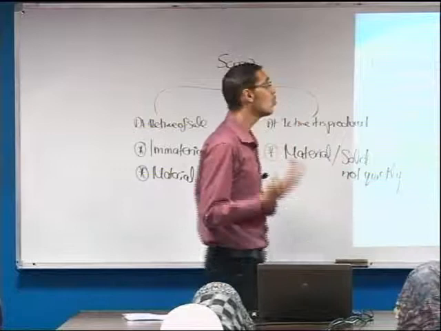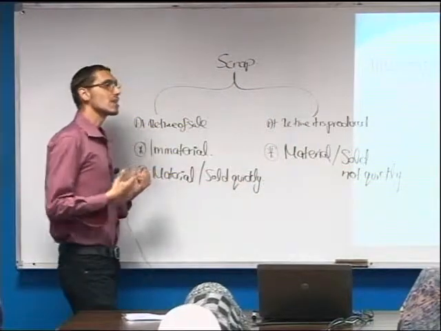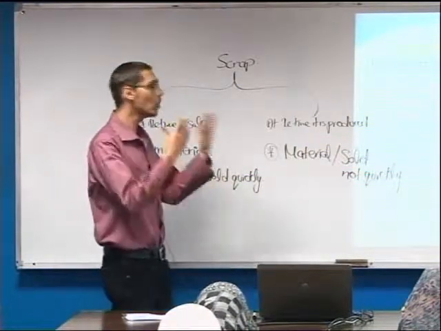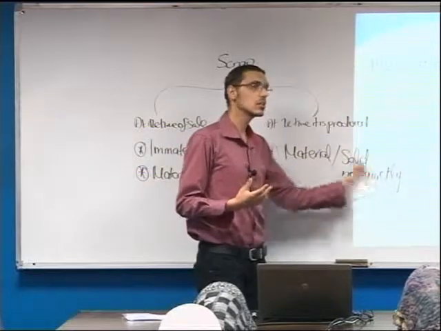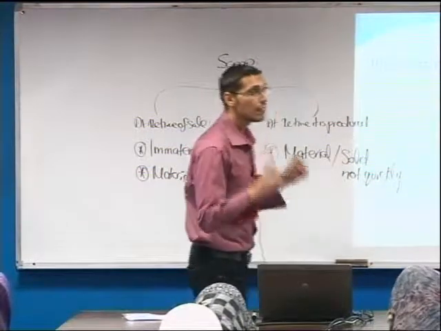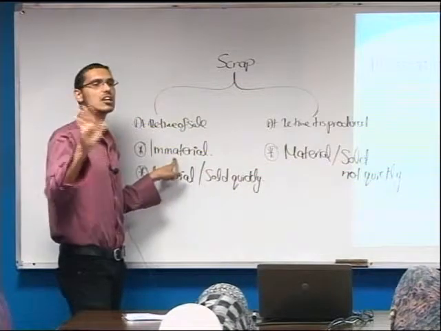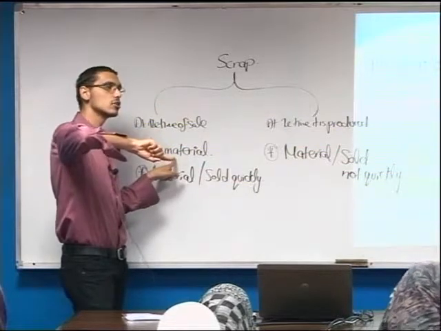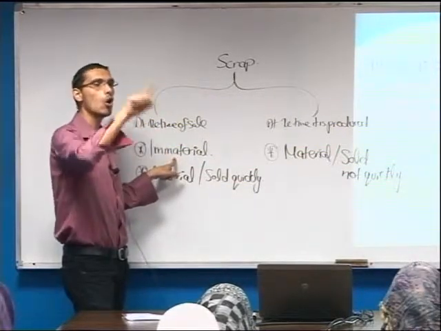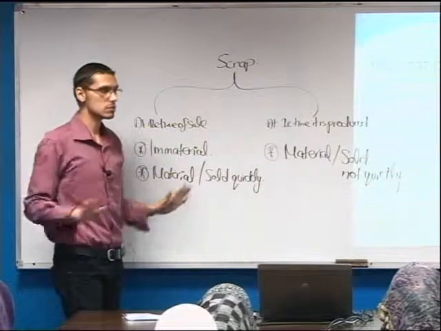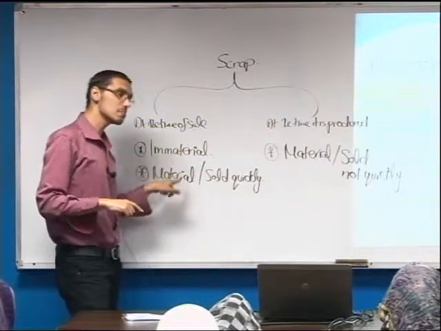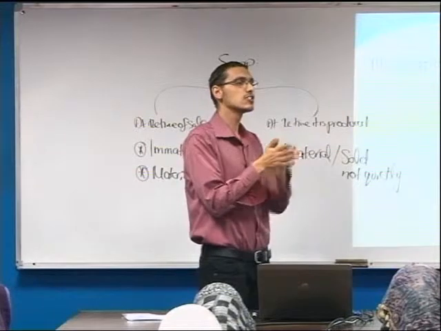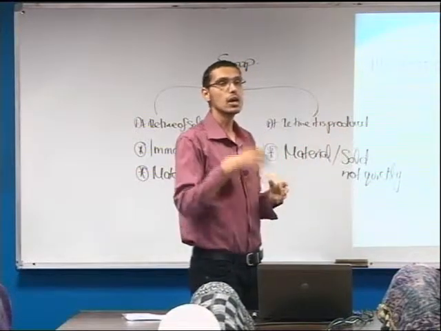Now let us consider, what if the scrap is immaterial? What if the scrap is material and sold quickly? What if the scrap is material and sold not quickly? Therefore, if it is immaterial, we are not going to classify the scrap into specific or attributable to a specific job or common to all jobs. We are not going to do this if it is immaterial. But if it is material, we are going to classify whether the scrap is attributable to a specific job or common to all jobs.